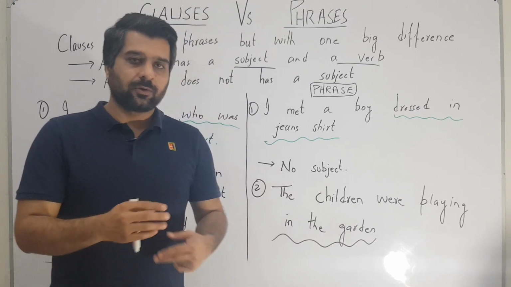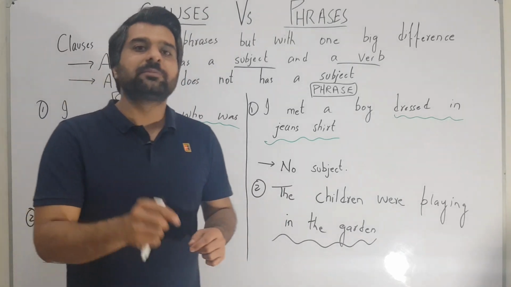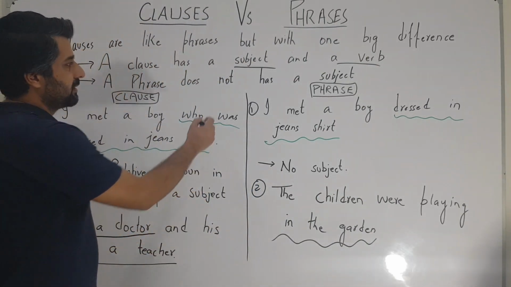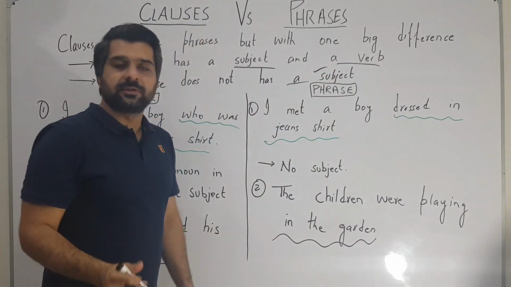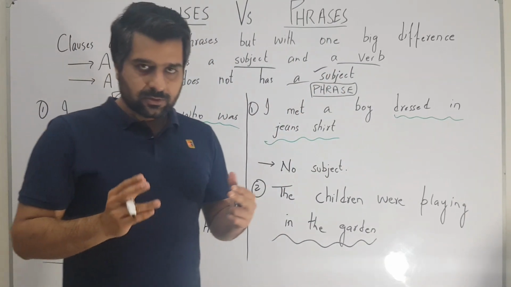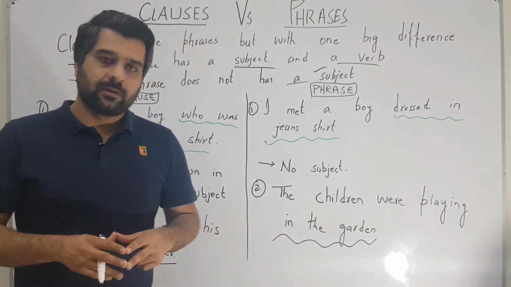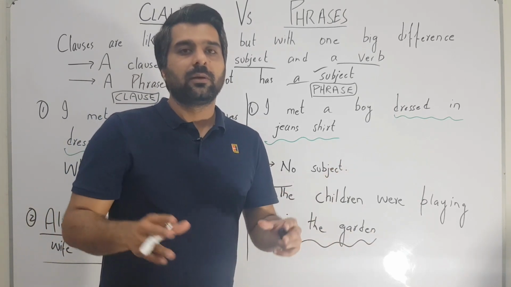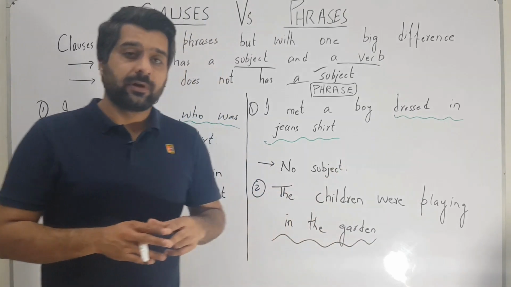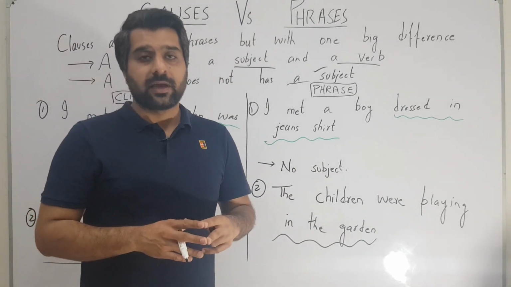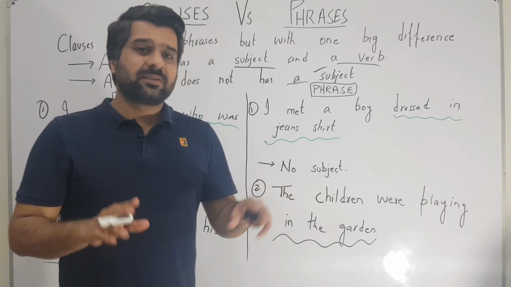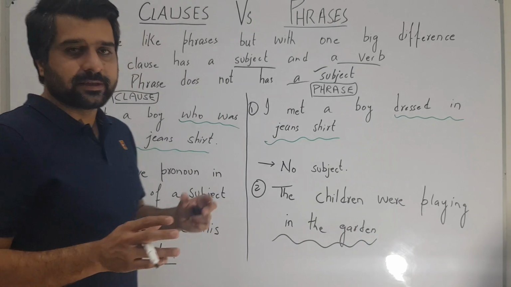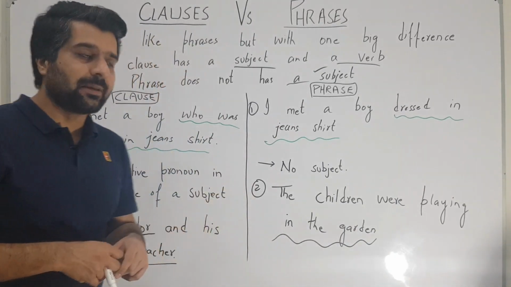So basically a clause has a subject as its head, but on the other hand a phrase does not have a subject. A phrase is only a group of words that adds additional information in a sentence. On the other hand, a clause is a group of words having a subject and a verb. So this is the basic difference between a phrase and a clause. Now I will discuss it with the help of examples.